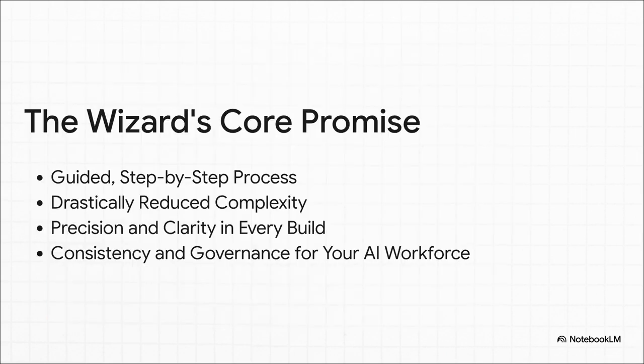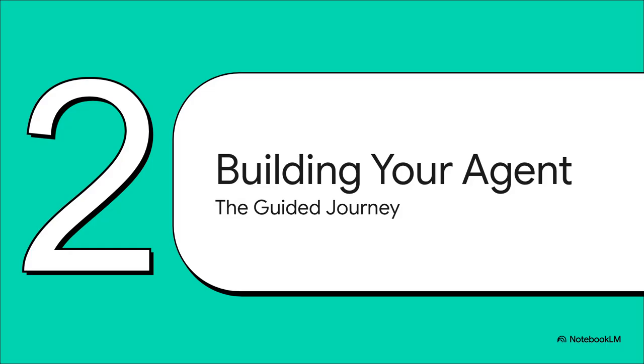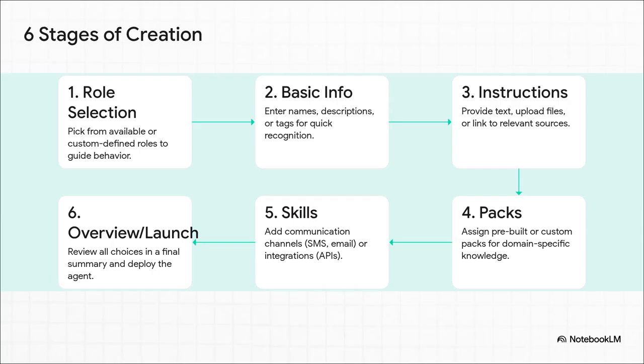And the promise it makes is a big one. This isn't just about a nicer-looking screen, it's about changing the whole game. We're talking a guided process, which means way less complexity. It means you get precision in every single build, and maybe most importantly, you get consistency and governance across your entire AI workforce. Okay, but how does it actually work? Let's peel back the curtain and take a look inside this guided journey to see how an agent really gets built step by step. The whole thing is broken down into 6 really clear stages.